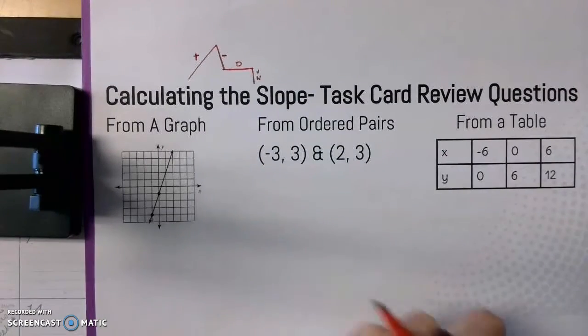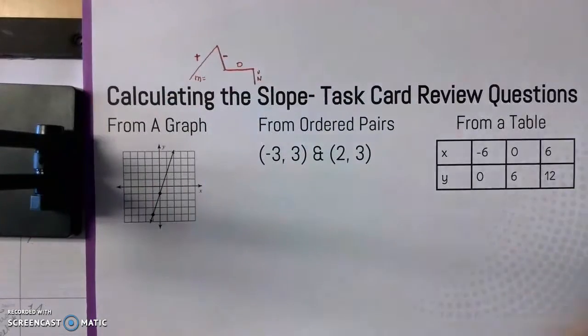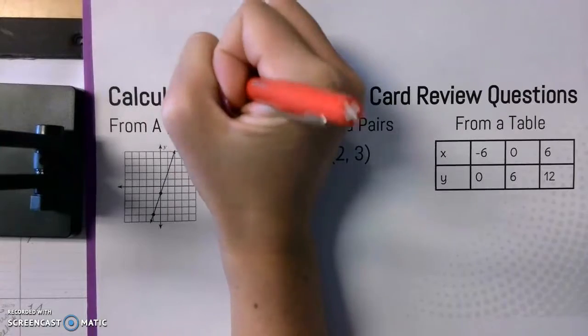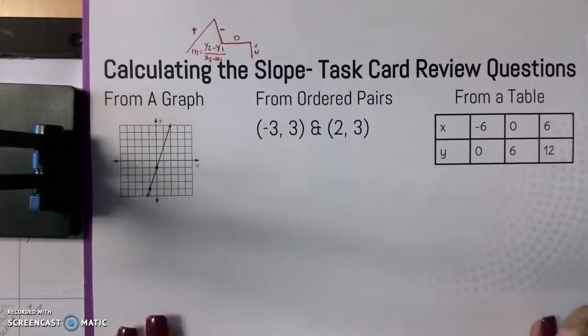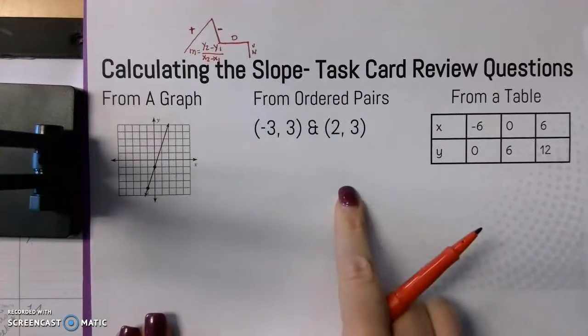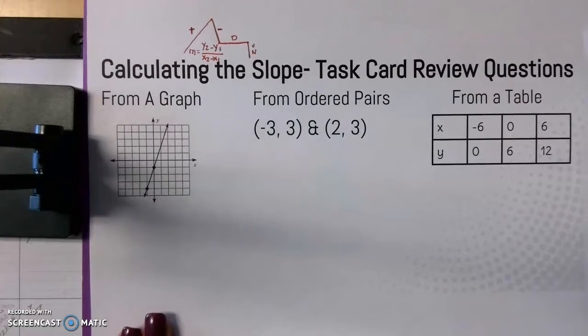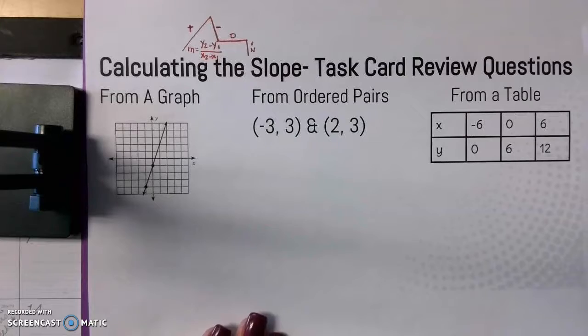And underneath Slope Dude's mountain, we are going to put our slope formula, which is y2 minus y1 over x2 minus x1. So we're going to keep that up there. We're definitely going to need the slope formula for these two. And remember, look up at the front of the board. Slope Dude's mountain is also in red, so you can refer to that as well.